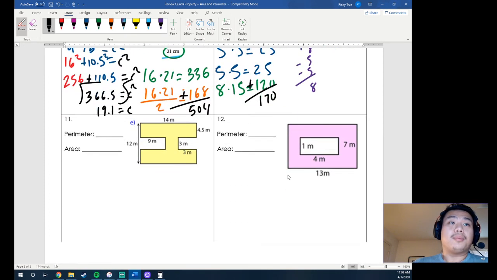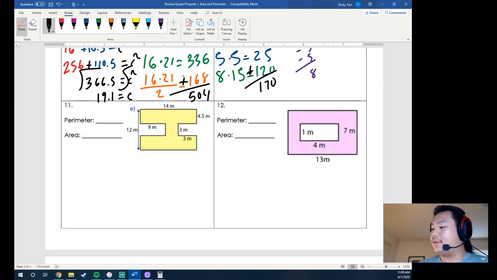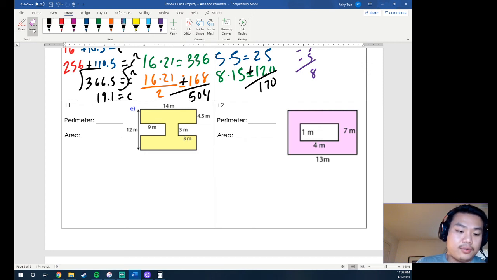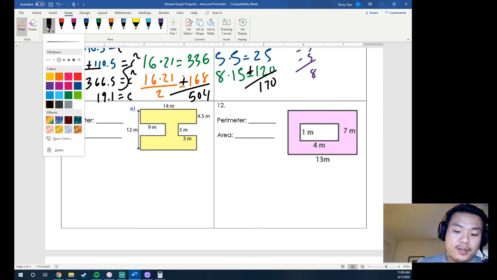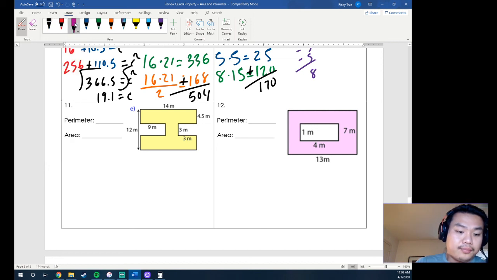So number 11, I'm going to skip. Number 12, I'm going to do. Number 12 is actually really easy. Because you're finding the perimeter of this shape, there's actually a hole in it. So what I'm going to have you do is find the perimeter of, I'm going to change this, and this is actually going to be the perimeter.